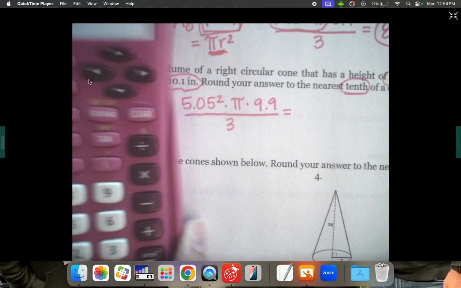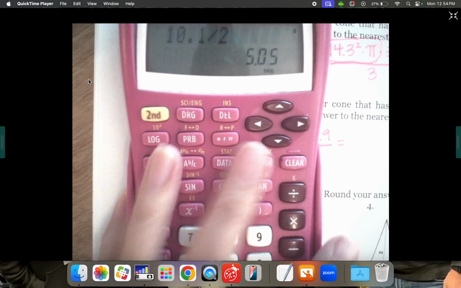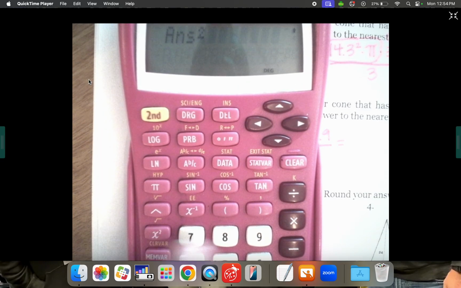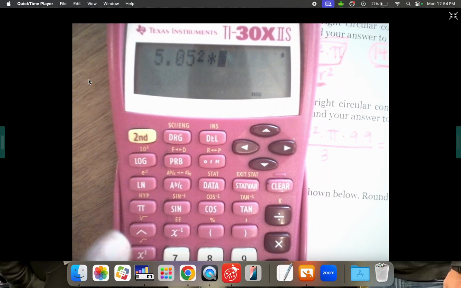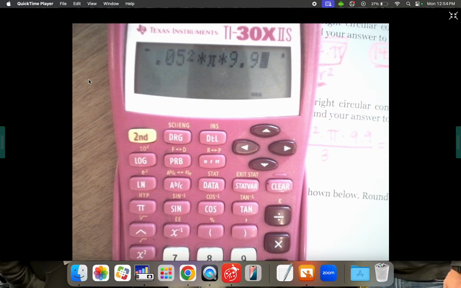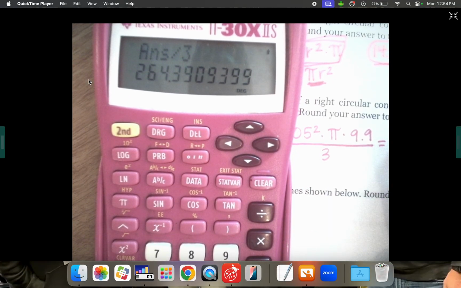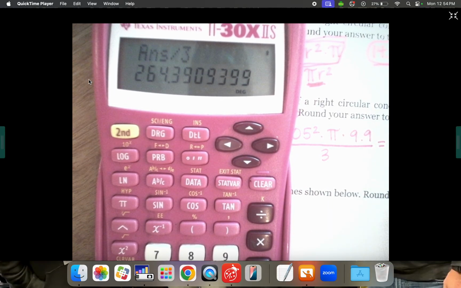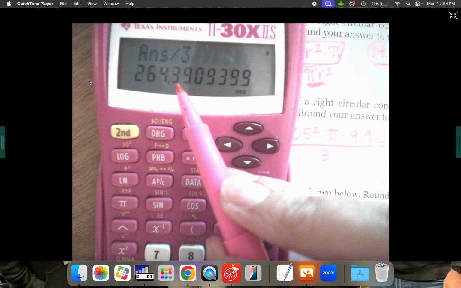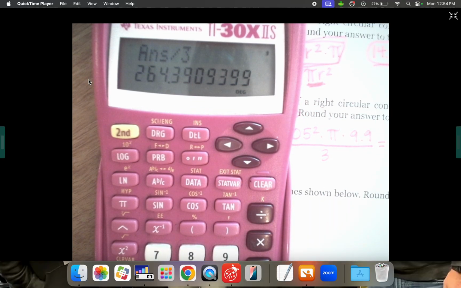All right, in your calculator, 5.05 squared. I have a square button here. You know what? I'm just going to start over. 5.05 squared. Great. Times the pi button, times the height, which is 9.9, equals, divided by 3 equals 264.3. That 3 is going to get bumped up to a 4, so 264.4 cubic inches.